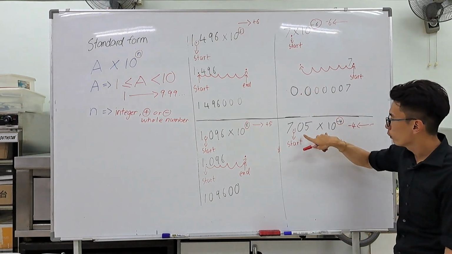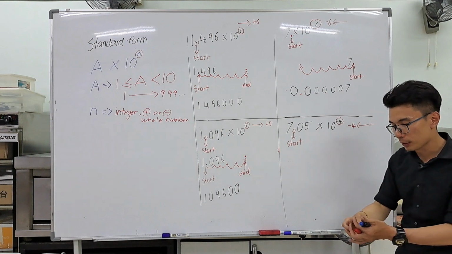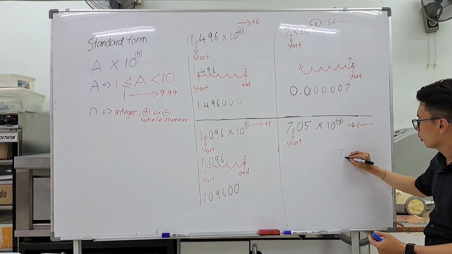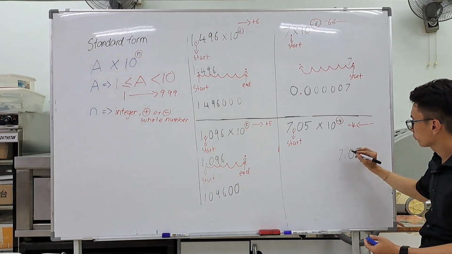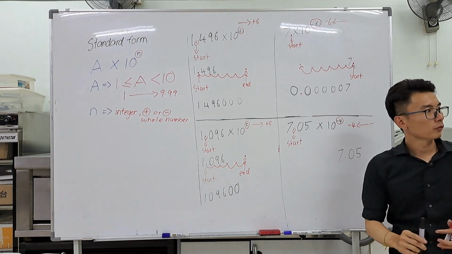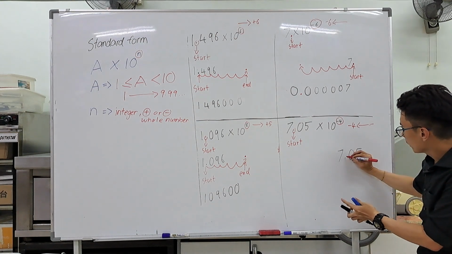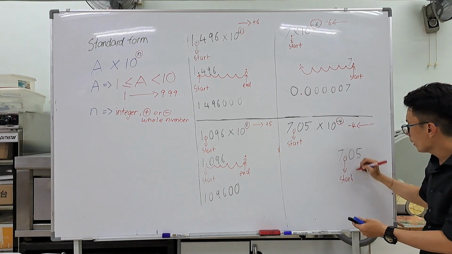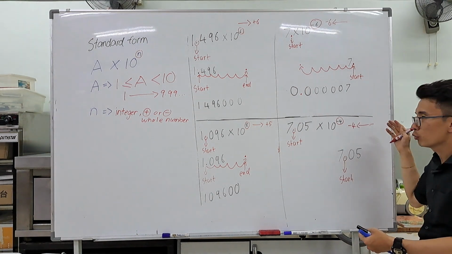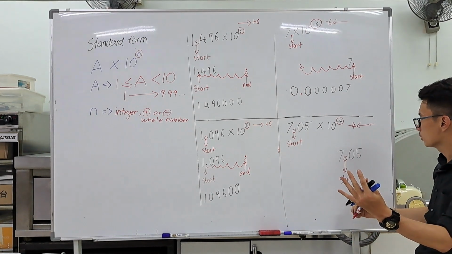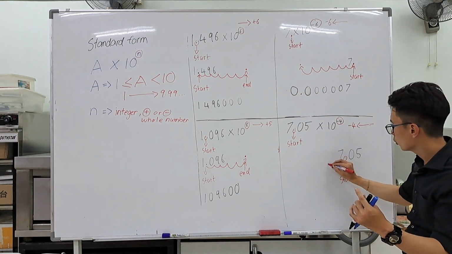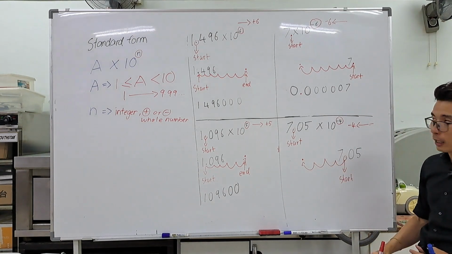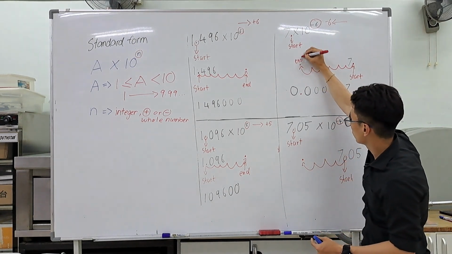Let's try to convert this standard form into a decimal number now. In this case, I have 7.05, and this decimal point here is my starting point. Based on the power here, I have to go left-hand side 4 steps. So let's jump: 1, 2, 3, 4. This is where my decimal point ends up. That's my end.